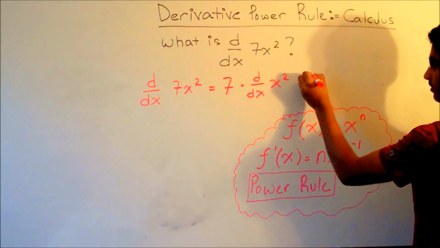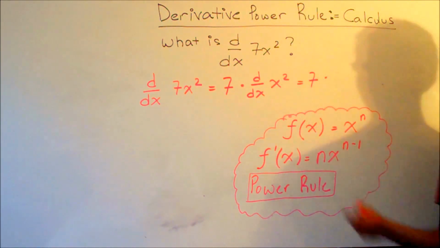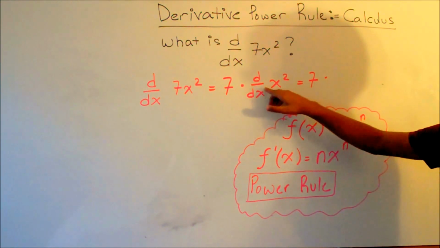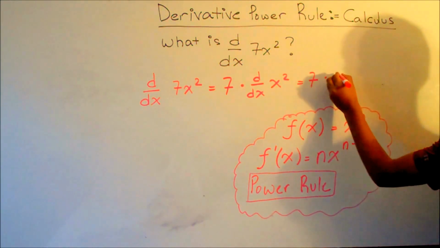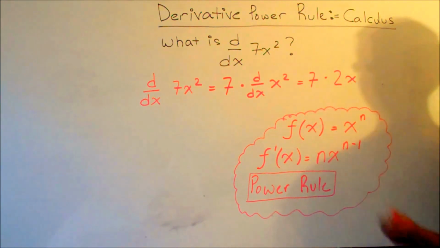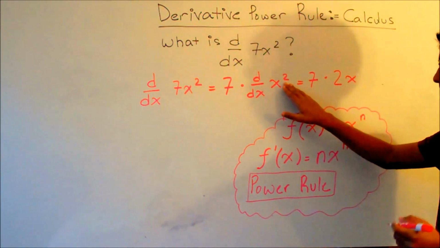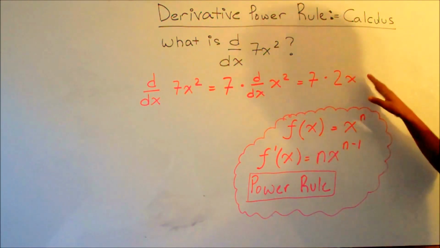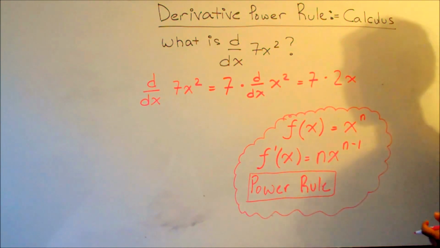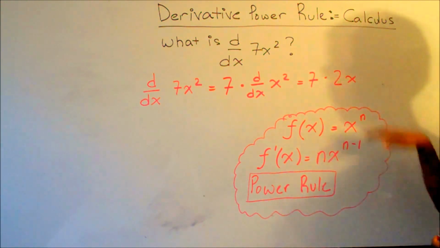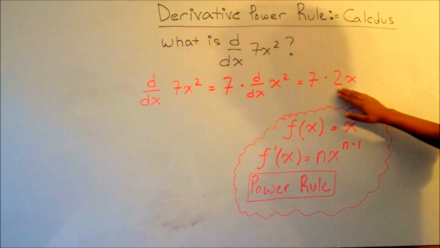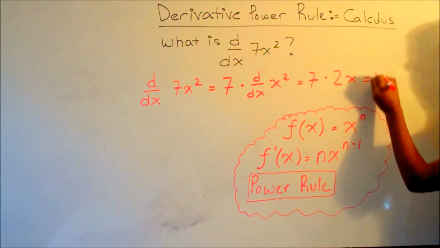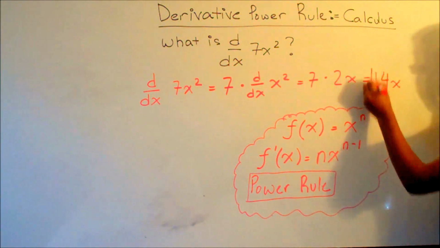7 times the derivative of x squared. We bring the exponent and make it the coefficient of x, so times 2x, and then the exponent decreases by 1. So the exponent here, in this case, would become 1. And we don't have to write that down because we know x to the first power is x. So this is equal to 7 times 2x, which is equal to 14x.